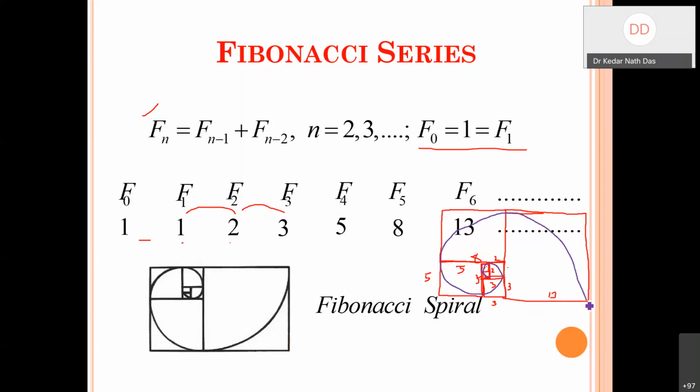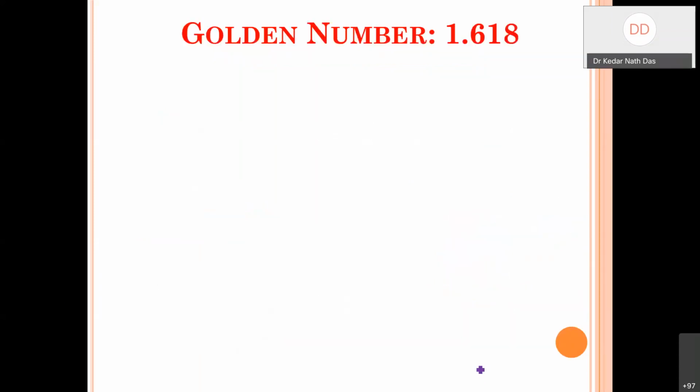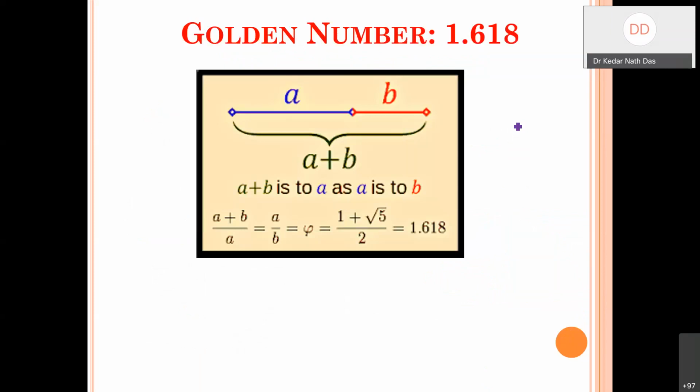And you can keep on continuing this one because it is dot dot dot. You can have the numbers in this way. That is called Fibonacci spiral, which plays an important role in nature. Let us see how this golden number is coming to the picture.